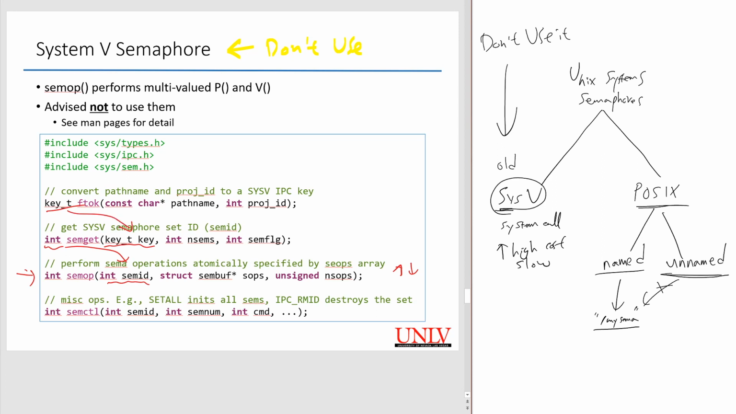Because this is a system call based interface, and also you have this array of semaphores. It's not just one semaphore, it's an array of semaphores. You need to specify what kind of operations to perform on each of the semaphores. So it's crazy, it's complicated. And you have this miscellaneous operation system call as well.